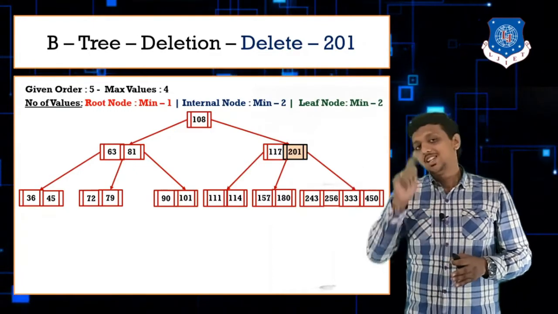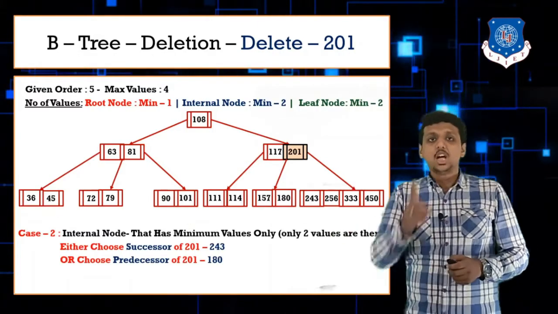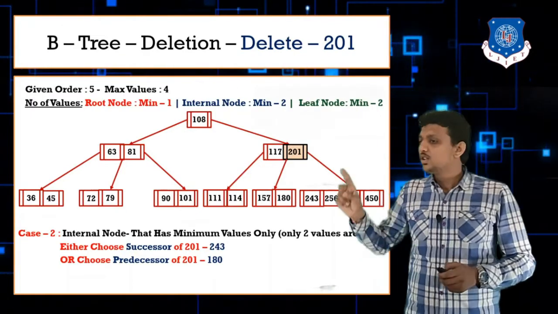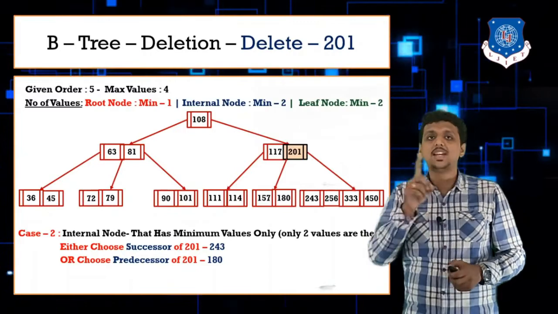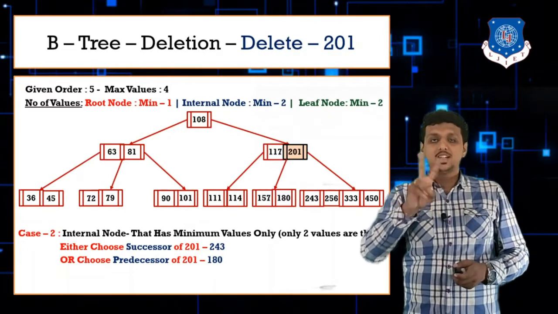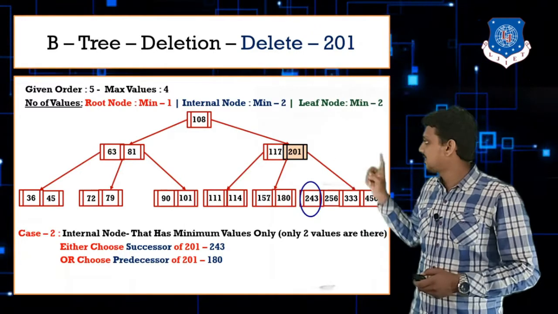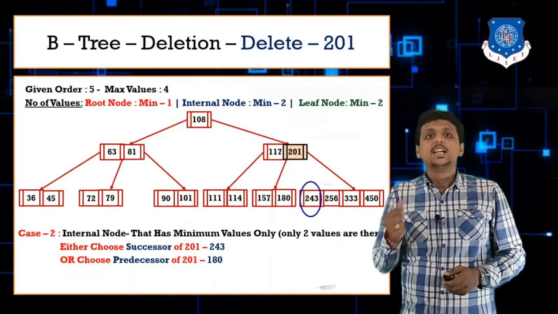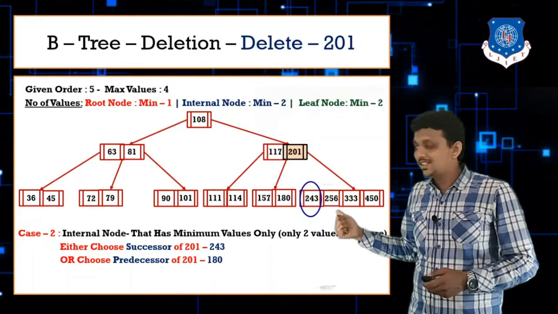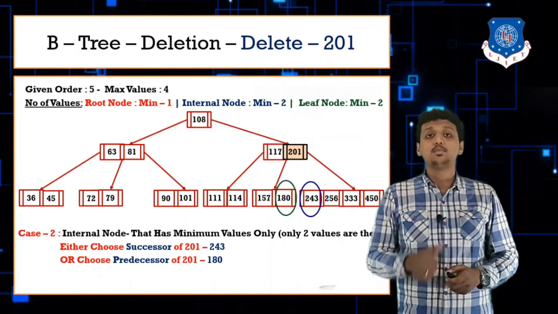So what I need to do is check case number 2, where you need to select either the predecessor or the successor. So from which node do I need to select the predecessor? You can select the predecessor or successor from its child nodes. Here I have 2 choices. Choice number 1, I can select the successor node, that is 243. Check out the sequence: after 201 comes 243. So I can select 243 and put it over there, or I can select 180 and put it over there.